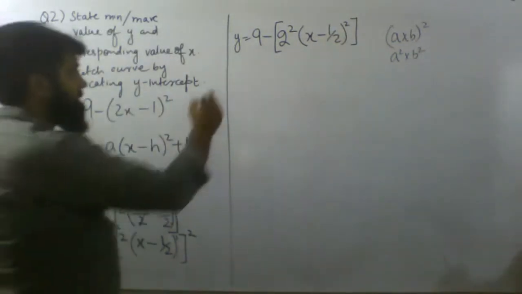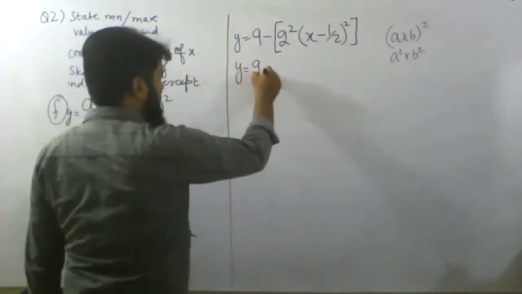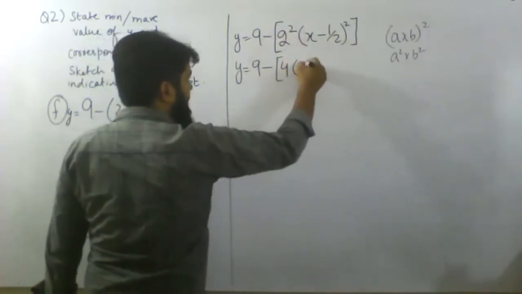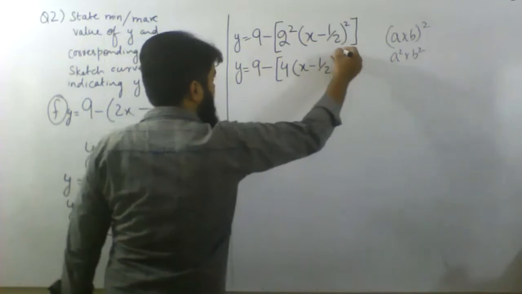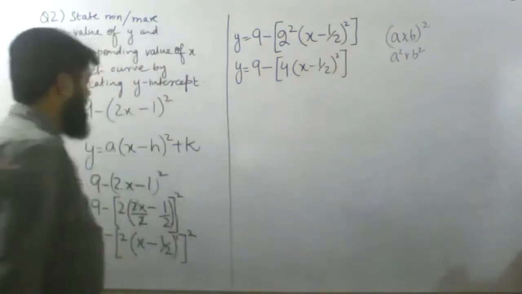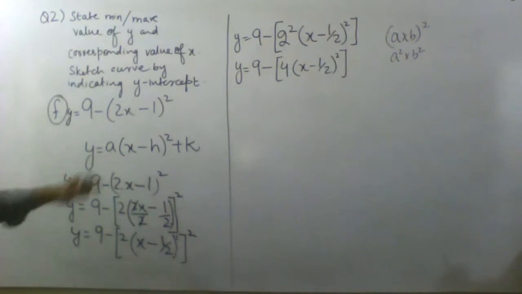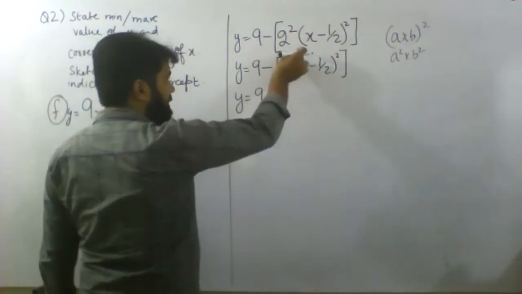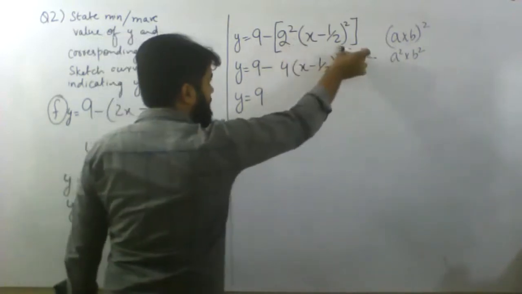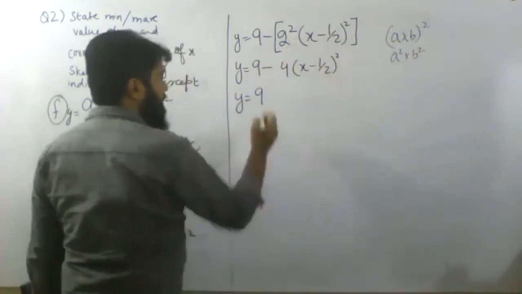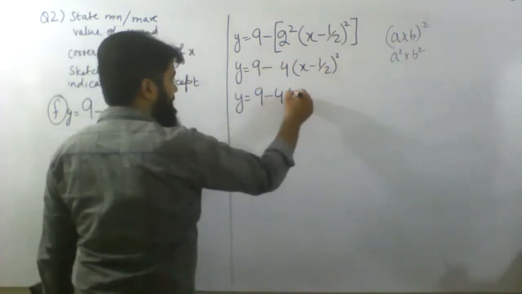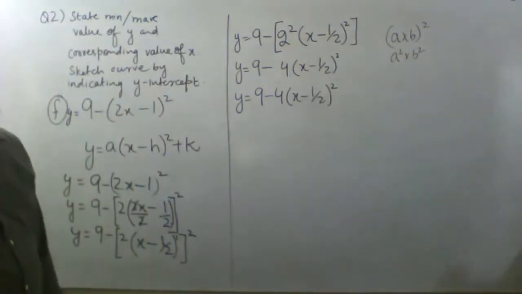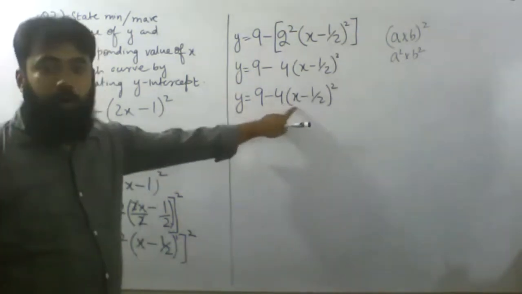After that, simplifying, y equals 9 minus 2 square will become 4, x minus half whole square. I am not expanding this bracket because I need this bracket over here. y equals 9. Now I can remove the bracket because there is no power outside. So now I have y equals 9 minus 4 x minus half whole square. Now this is in the form which is required.